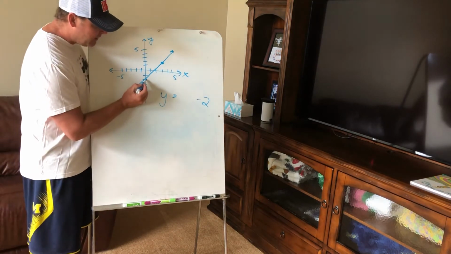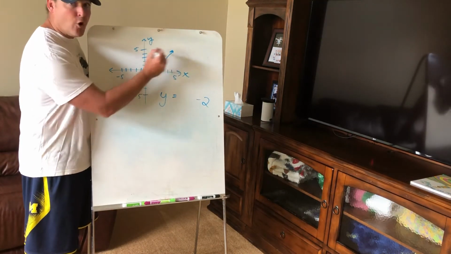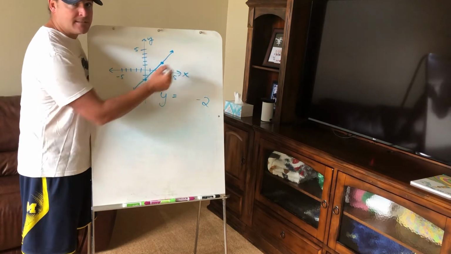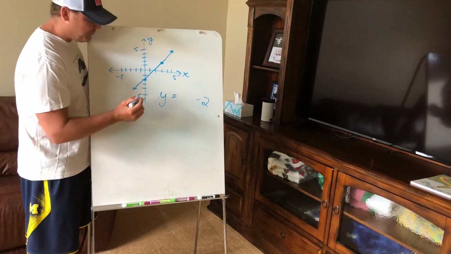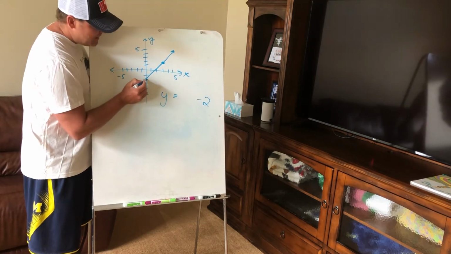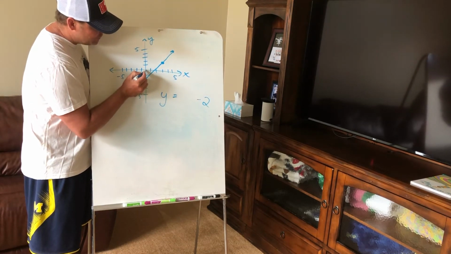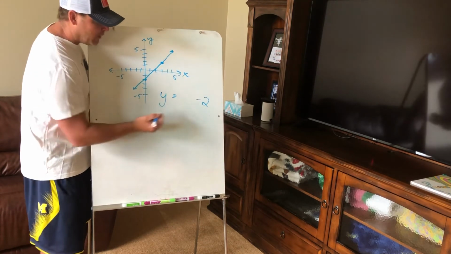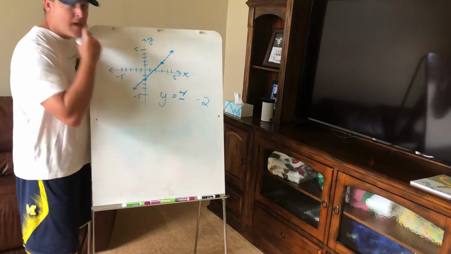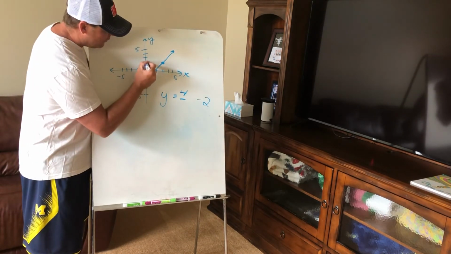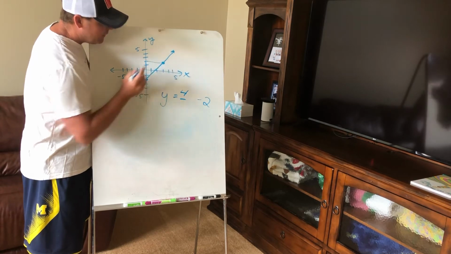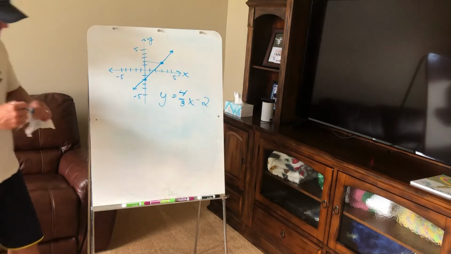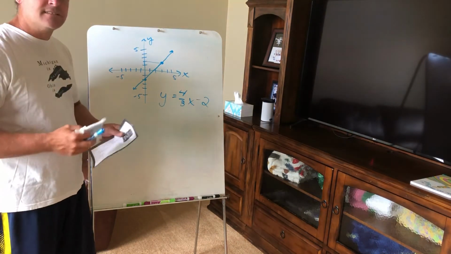Now from here, I'm going to do my rise over run. I'm going to find the slope. And slope is y over x. Rise over run. It's a ratio. So I'll start at the y-intercept and I'll count 1, 2, 3, 4. So I went up 4. And I went to the right 1, 2, 3. And there you have it. You have y equals 4/3 x minus 2.